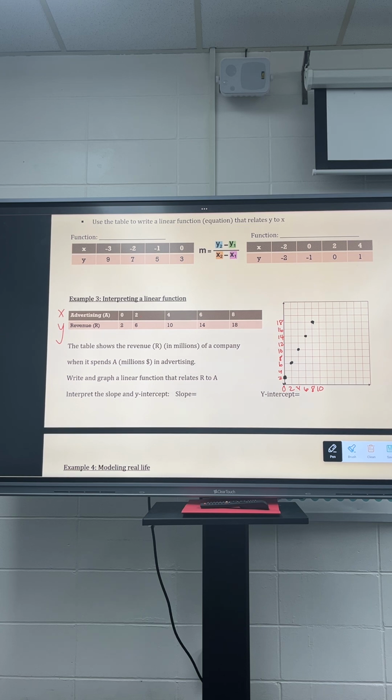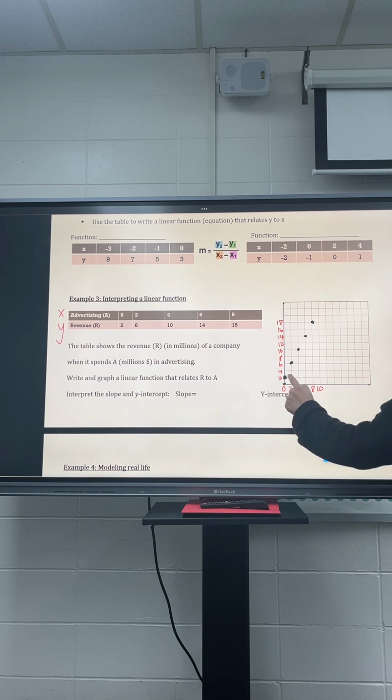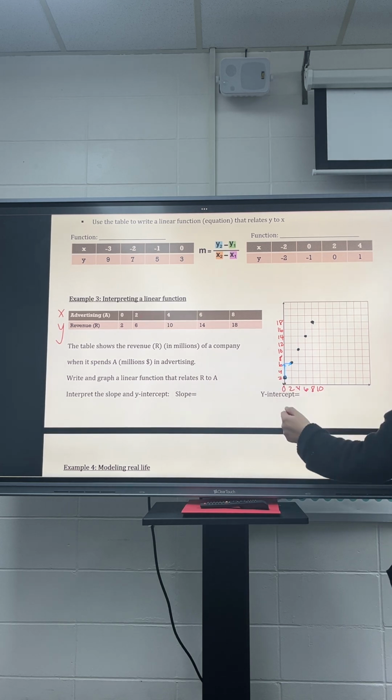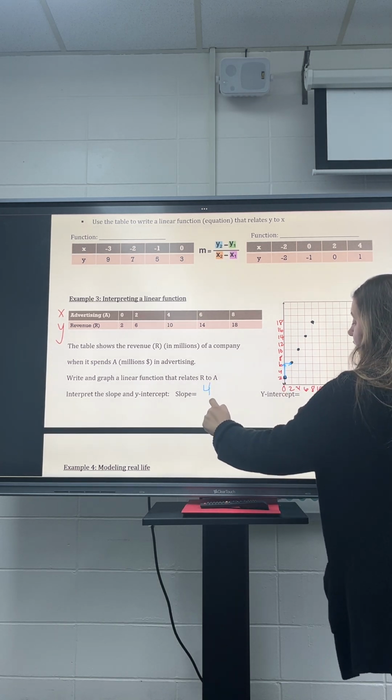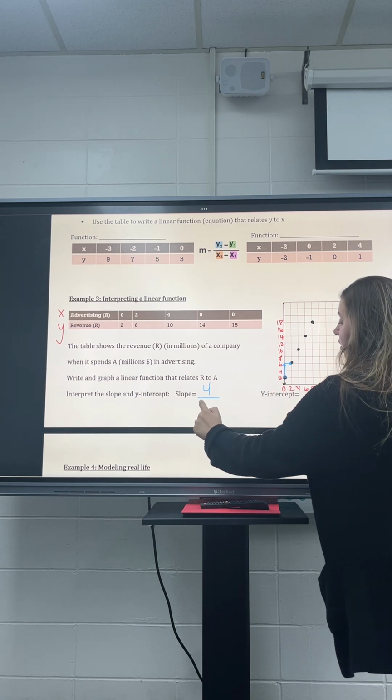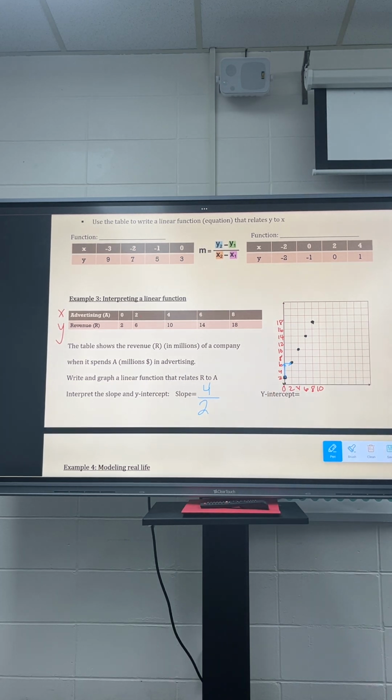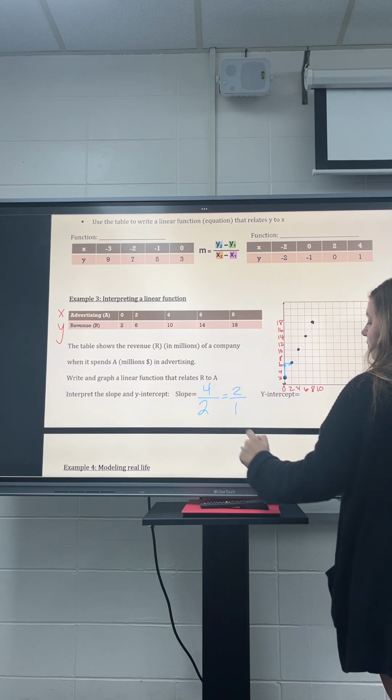It says to write and graph a linear function that relates R to A, or the revenue to the advertising. And if I'm going too fast, you can obviously pause and take your time, okay? So I need to figure out what the slope is, what the y-intercept is, and go on from there. I've got my graph here, I plotted those points. I can find the slope between two points by doing rise over run. Please pay attention to what it's counting by. Here I'm going from 2 to 6, that's a rise of 4, and then my run is 2, so the slope is 4 over 2, which simplifies to 2 over 1.